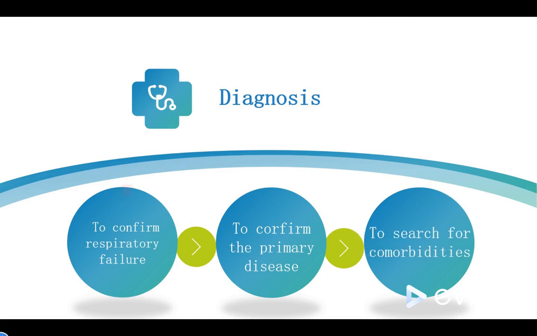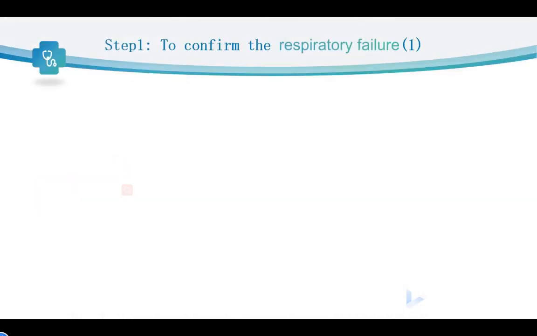And now, let's look at the diagnostic steps for a patient with respiratory failure. Firstly, to confirm the respiratory failure. And next, to confirm the cause of the respiratory failure. Finally, do not neglect to search for the comorbidities. Let's look at the first step. To confirm the respiratory failure.